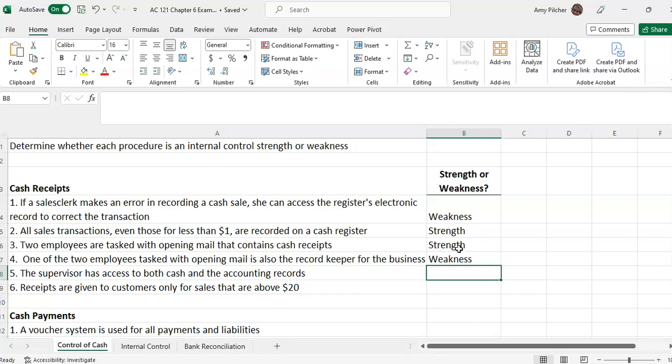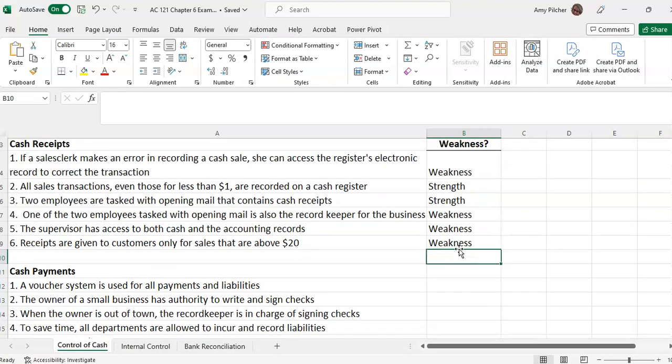The supervisor has access to both cash and the accounting records. This is a weakness. This means that they can, again, change the accounting records and the amount of cash without any oversight. Receipts are given to customers only for sales that are above $20. This is a weakness. This means cash can disappear from your sales register, and you could say, well, there was a transaction less than $20. So this means that you're missing documentation of sales.